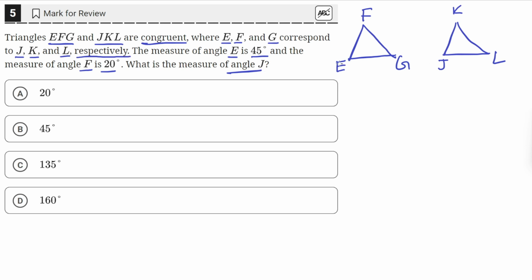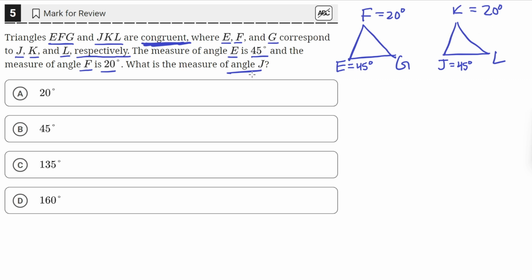So the measure of angle E is equal to 45 degrees, and the measure of angle F is equal to 20 degrees. So that must mean that angle J is 45 degrees and angle K is 20 degrees, because we're told that these two triangles are congruent. So each corresponding angle in both of the triangles are equivalent or congruent.